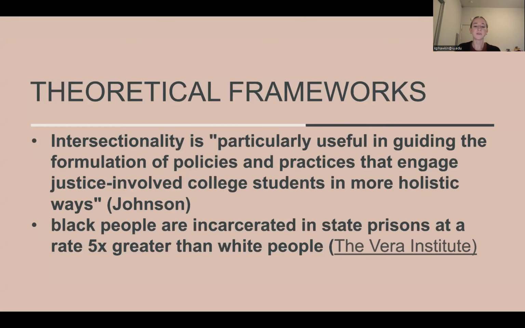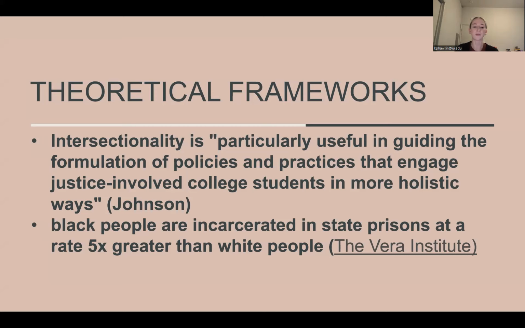Literature on justice-involved students' experiences in higher education offers two productive frameworks for constructing more inclusive pedagogies. Firstly, Royal Johnson emphasizes attendance to intersectionality as a more holistic and socially responsible way to engage justice-involved students. Because many justice-involved students occupy multiply marginalized positionalities, it's important for instructors to consider how factors such as race, gender, and socioeconomic class interact with justice involvement.